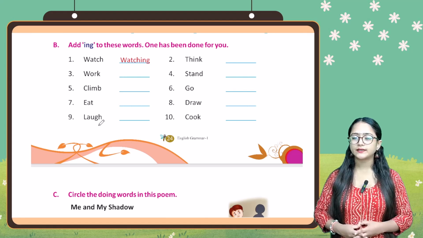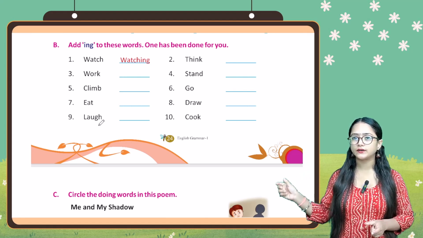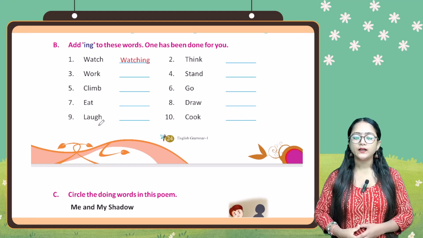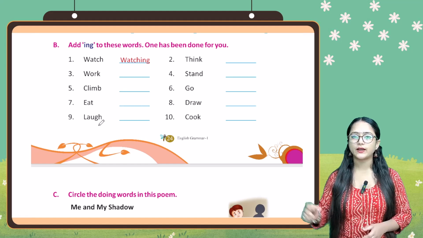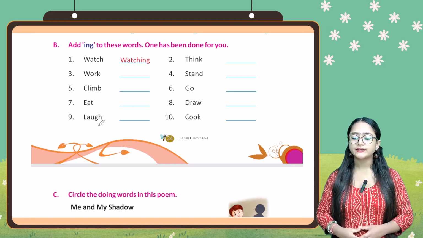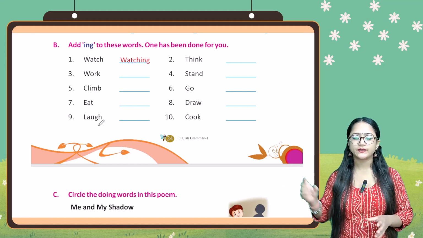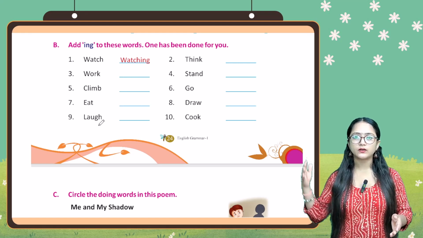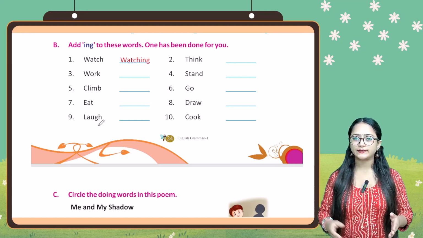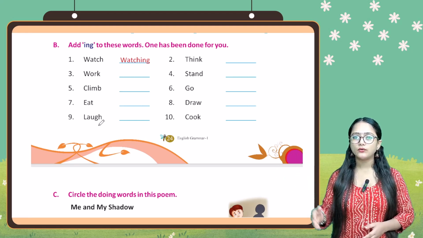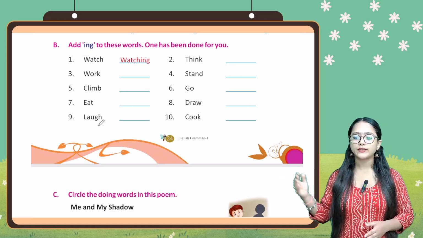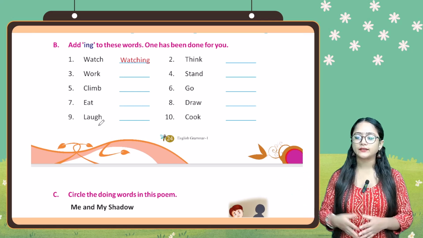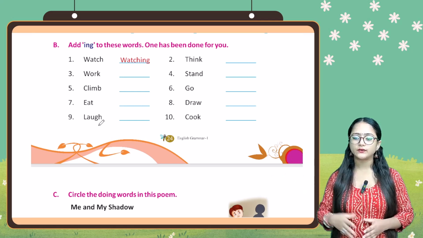Now the next thing is to add ing to these words. One has been done for you. First one, watch. Watch, watching. You have to add ing at the end. Next is think, thinking. Next, work, working. Next one, stand, standing. Climb, climbing. Go, going. Eat, eating. Draw, drawing. Laugh, laughing. Cook, cooking.